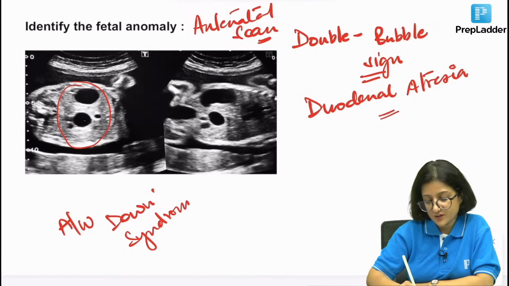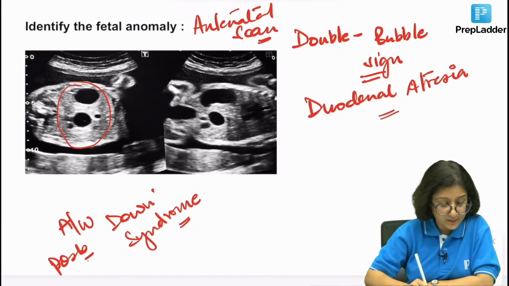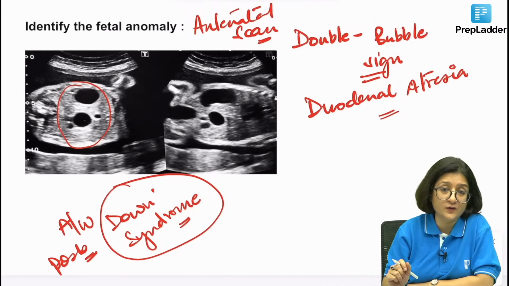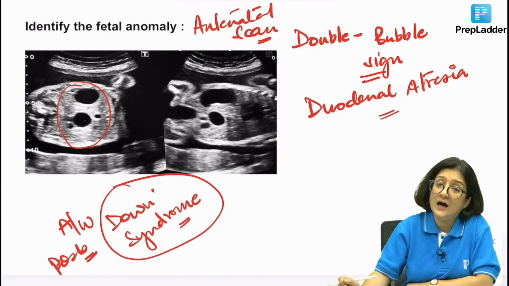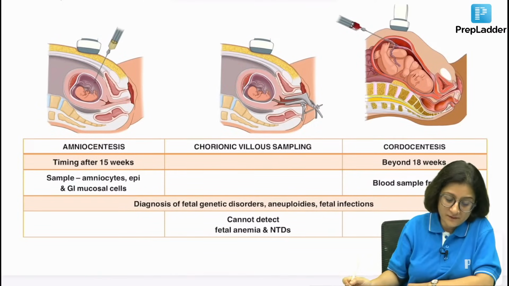Okay, this is associated with Down syndrome. Not always, but possibly. Of all the anomalies, this is very, very specific to Down syndrome, and that is duodenal atresia. Next image.